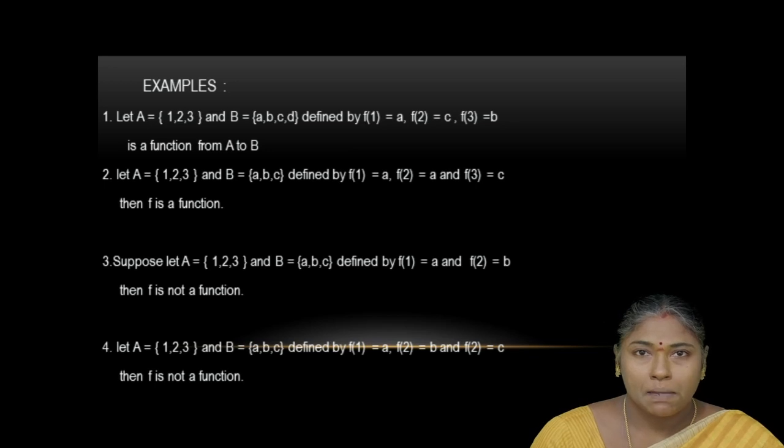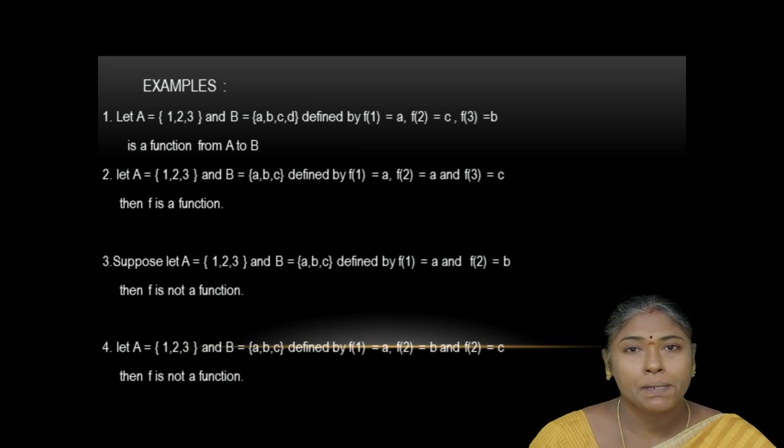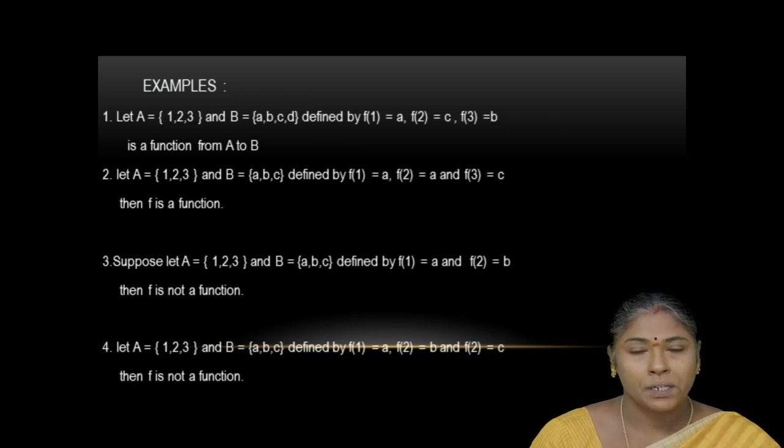Now let us see some examples of functions. First example: let A equal to {1, 2, 3} and B equal to {a, b, c, d}. Set A has the elements 1, 2, 3, and set B has 4 elements a, b, c, d. They define f of 1 equal to a, f of 2 equal to c and f of 3 equal to b. So all three elements have images defined in set B, and this is called a function from A to B.